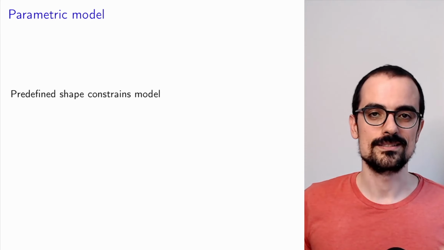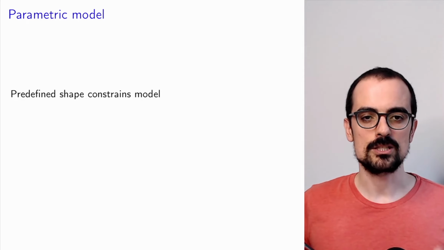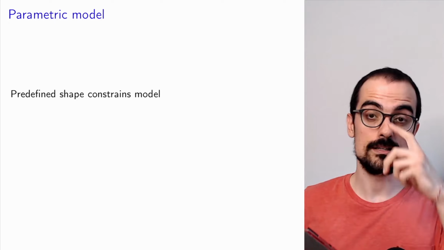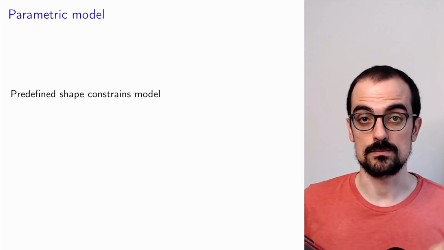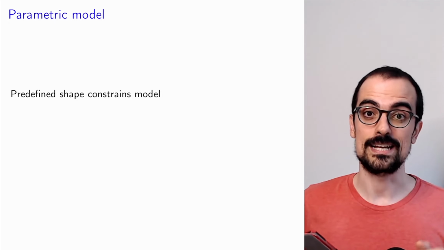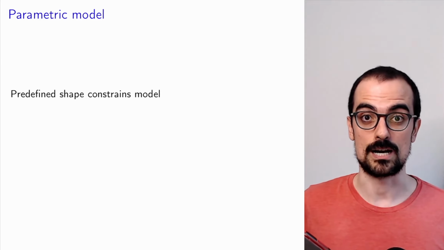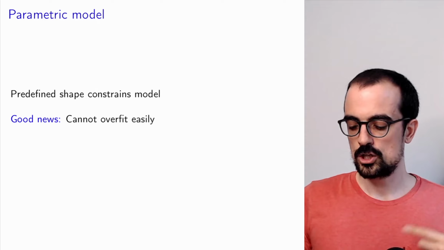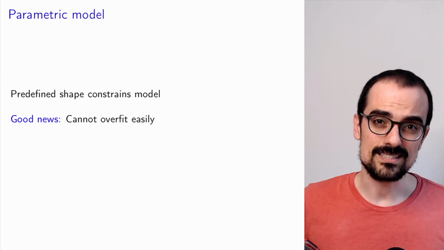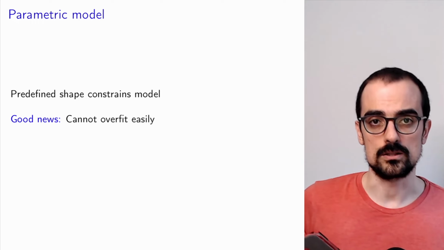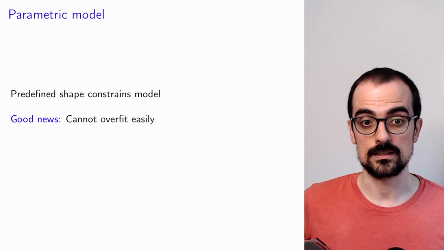All right, so what about the parametric model? The parametric model gives you a predefined shape for the PMF that constrains the model. It depends on a very small number of parameters, typically. In our case, just one parameter, as opposed to the 55 parameters that we need to estimate with a non-parametric model. So the good news is that it cannot overfit easily. It cannot overfit the noise in the training set due to the limited data.